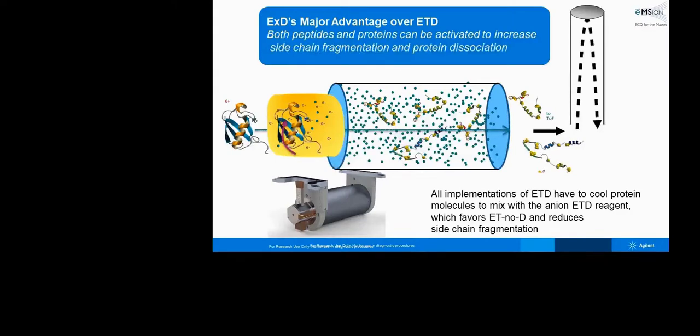This is just showing how the ECD cell works. You start with your +6 ion. You get charge-reduced species here in the yellow spot where your electron cloud is. Then you get your fragments generated out at the output of your collision cell. And EXD's major advantage over ETD is that with the ECD cell, both peptides and proteins can be activated to increase your side chain fragmentation. With ETD, you typically have to cool your protein molecules to mix with the anion ETD reagent, and this favors electron transfer, but not dissociation. So it reduces your side chain fragmentation.